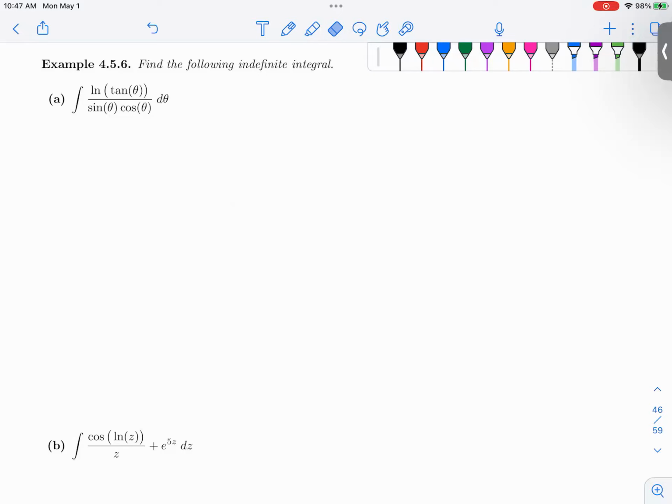But then after a while, I was like, okay, let's try different things. What if I made u equal to sine theta cosine theta? But then that would require a product rule when I take the derivative. So I get cosine squared theta minus sine squared theta. That's not going to get me anywhere. I can make u equal to sine theta, but that's not going to make that ln of tangent theta any prettier, right? I could try making u equal to cosine, but I run into the same situation.